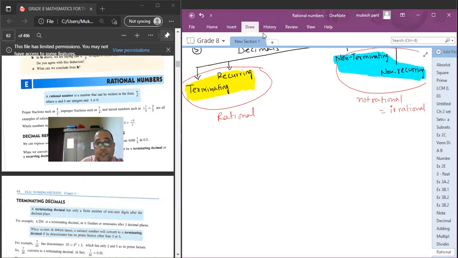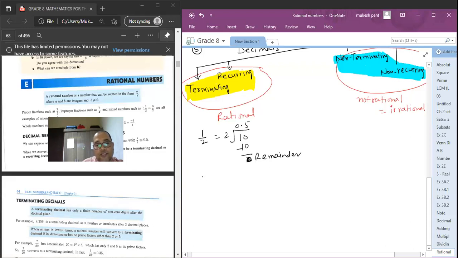We'll explain this through examples. If I say this is 1/2, you divide it. Put the decimal here, and you get 0.5. The remainder is 0.